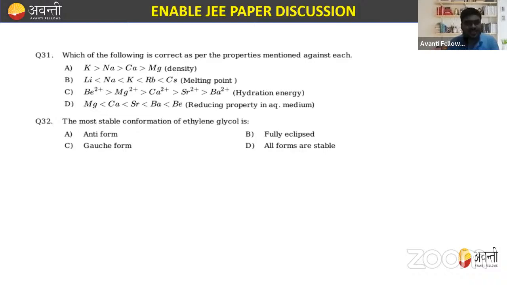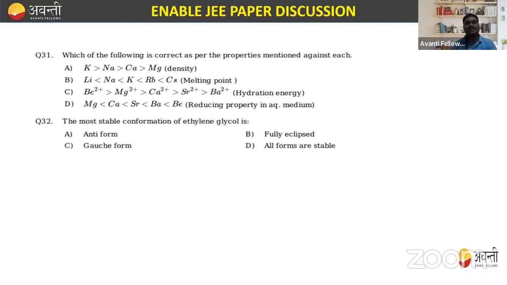Now, move to the next question. The question is, which of the following is correct as per the property mentioned against each? Okay. So I hope everyone did this question correctly. It's a very easy question. Most of the students did this question in quite an easy way because this is a very simple, just memory based question. Okay, so let's see the solution of this question. Which of the following is correct as per the property mentioned against each?